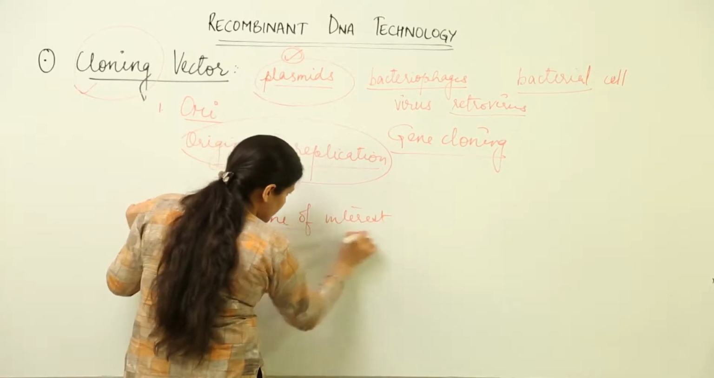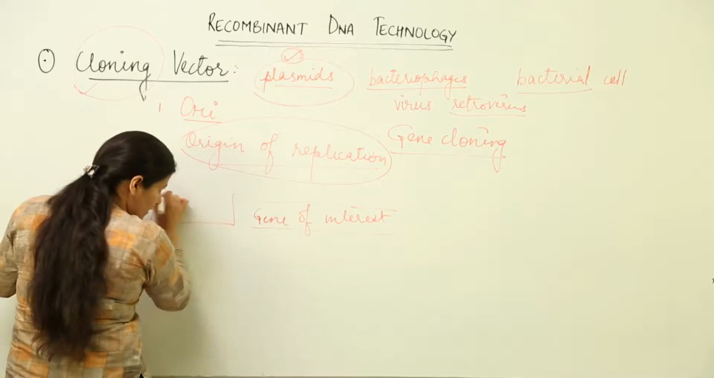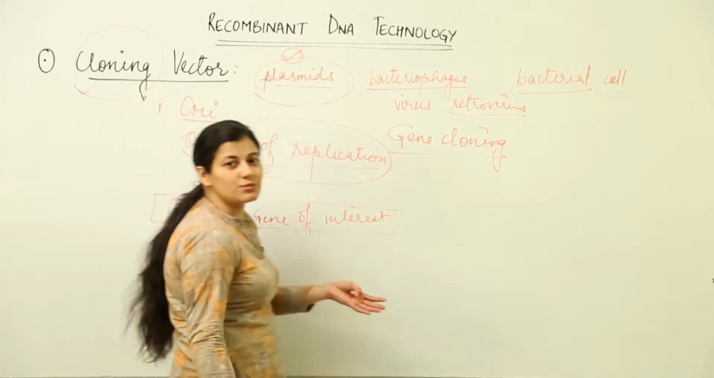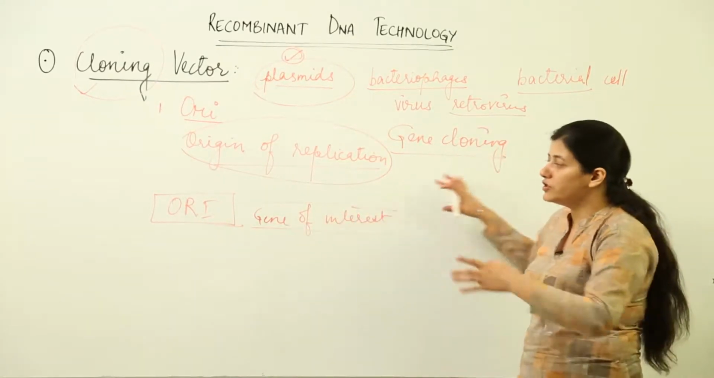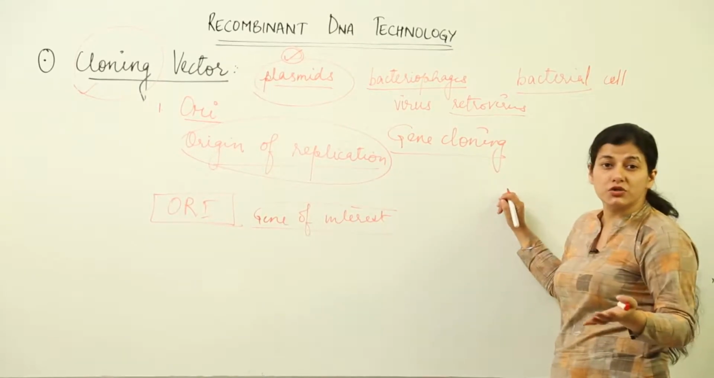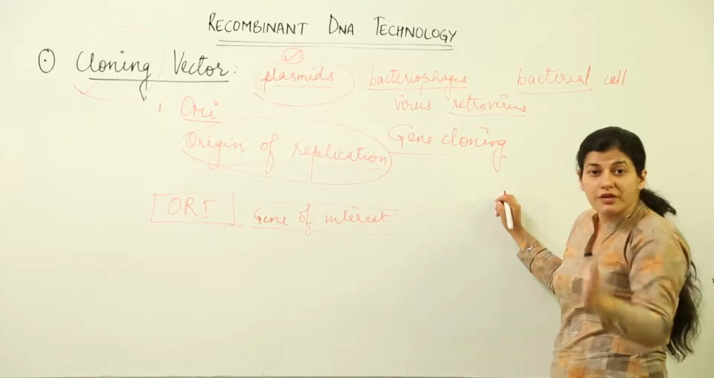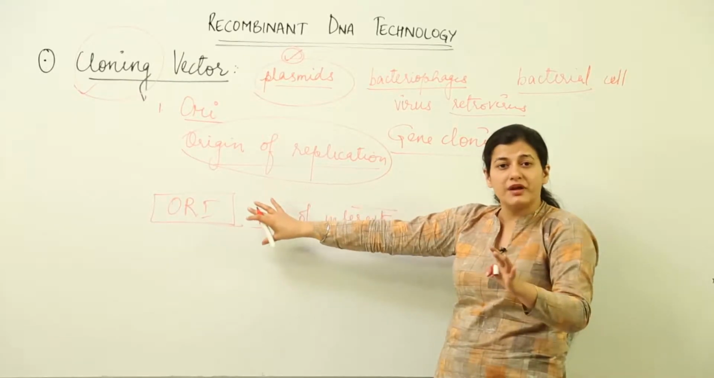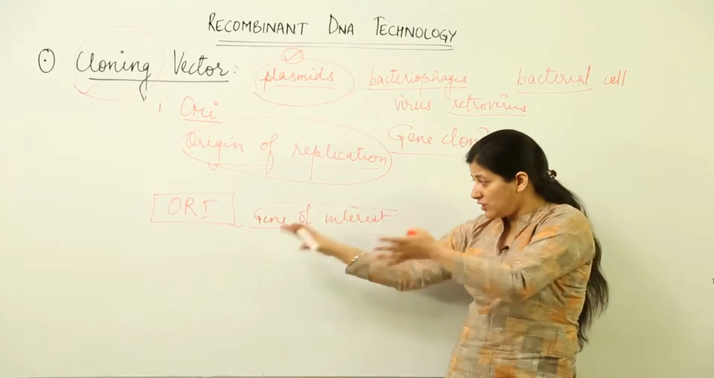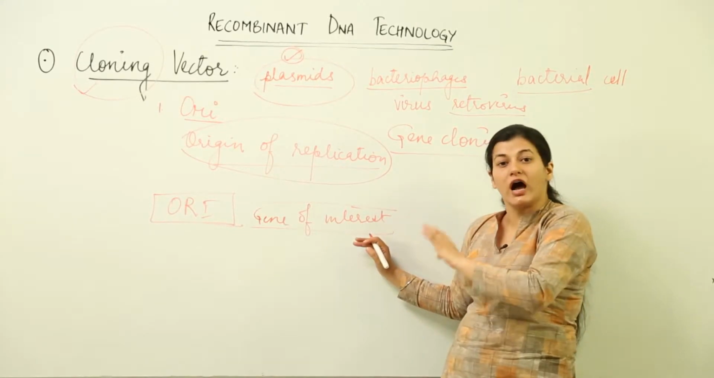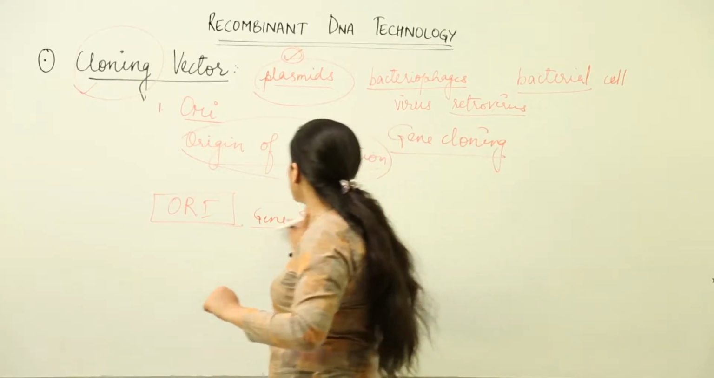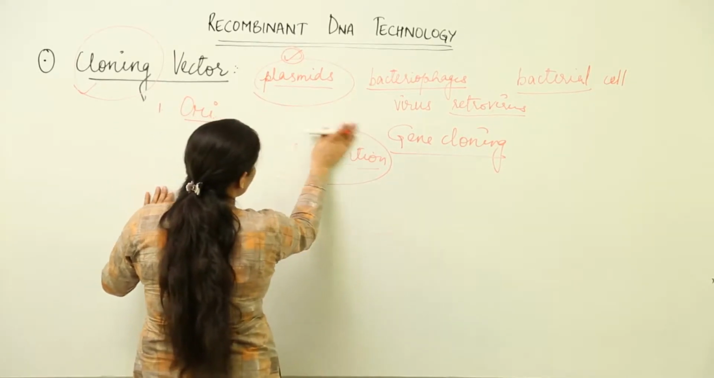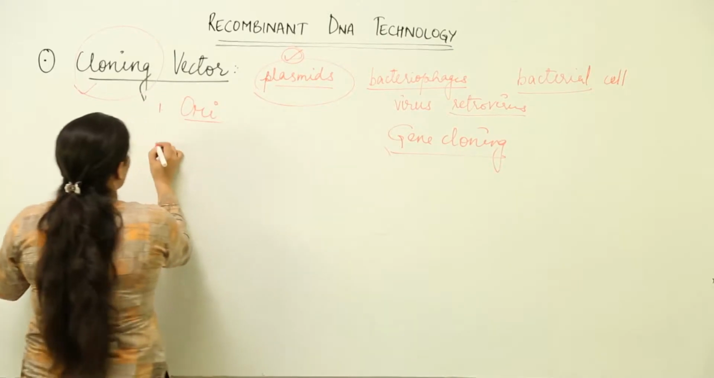Okay, the gene of interest must be introduced after the origin of replication, then only we can achieve its maximum number of copies. Supposedly you introduce the gene to that region where replication does not take place, then the gene of interest will not be cloned. So we have to make sure that the origin of replication is present, and the gene must be incorporated or introduced after it.